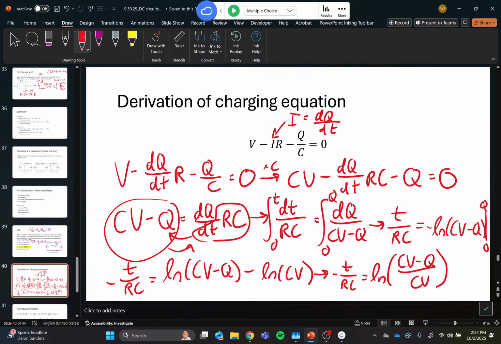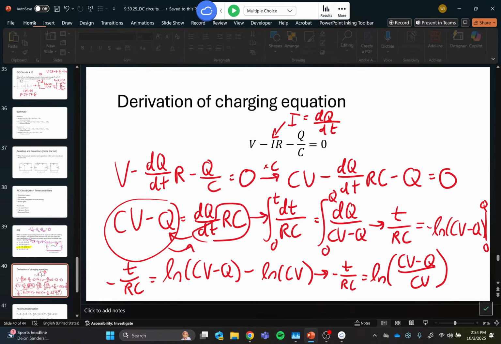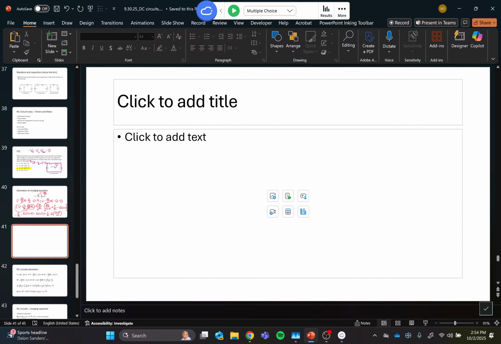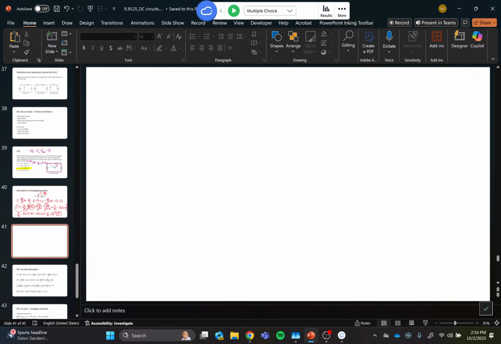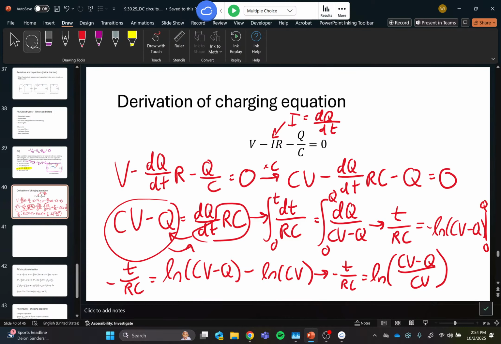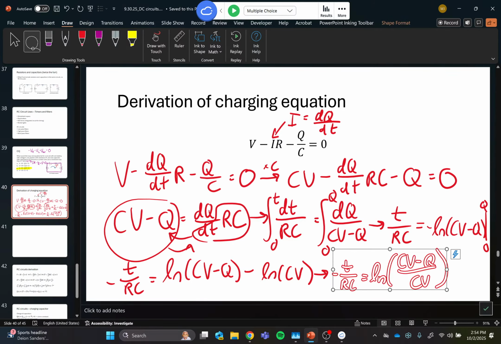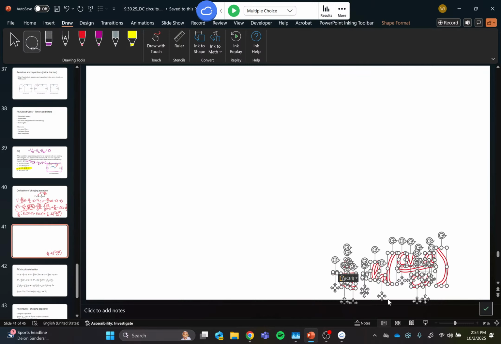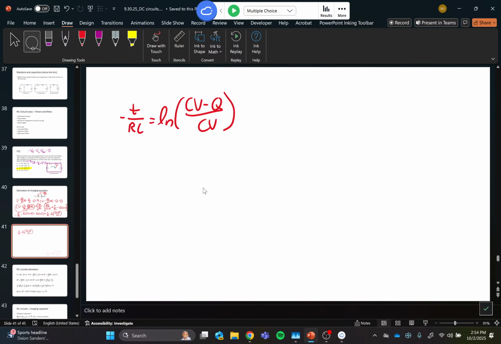Great. How do I get rid of a natural log? You take the exponential of it, and I'm running out of room here. Again, it's kind of long-winded because I'm writing out every single step, but no individual step is that hard. It was a bunch of algebra and an easy integral. So great. We then get e to the negative t over RC equals CV minus Q over CV.